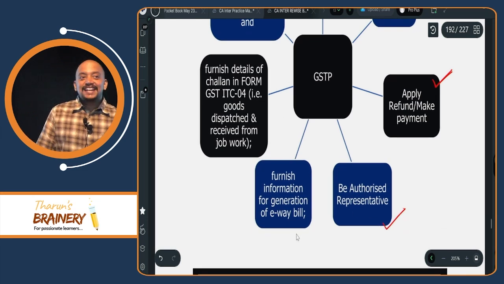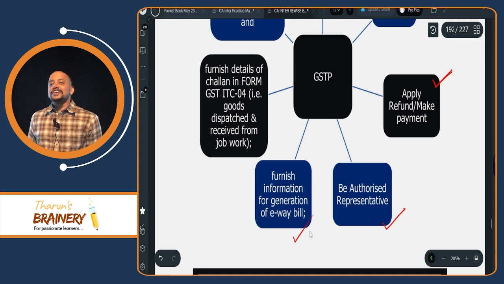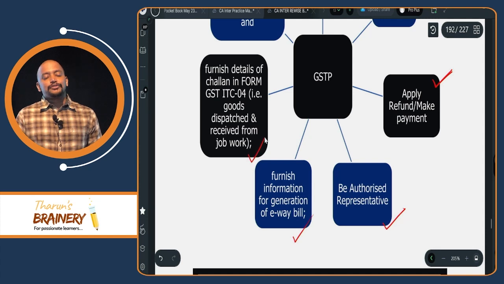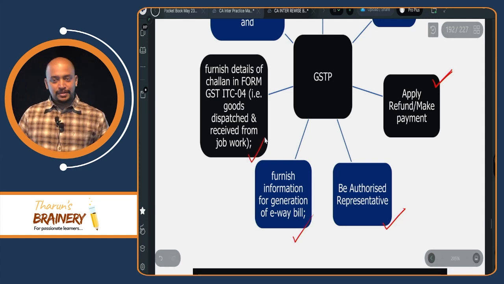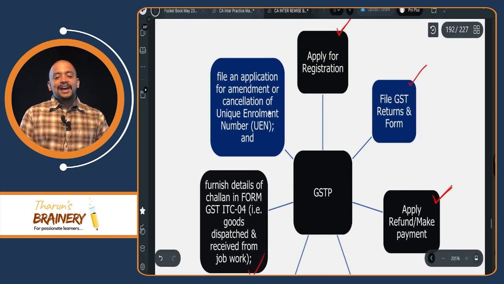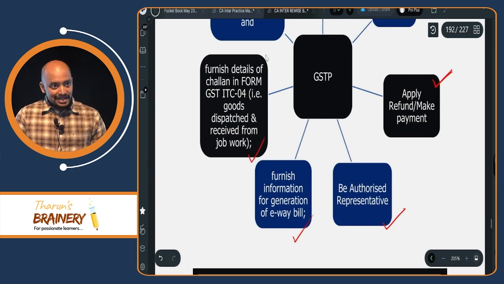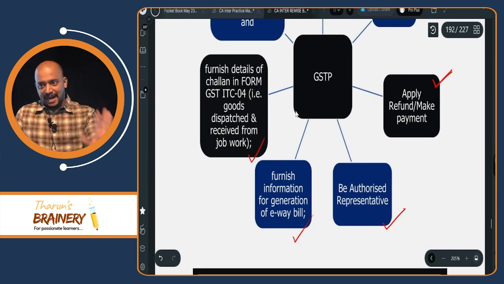Then they will furnish the details for generation of e-waybill. Means they will do data entry. They will enter the details of goods sent on job work and received from job work. And they will file an application for amendment or cancellation of unique enrollment number. These are the activities that can be done by a GST practitioner.